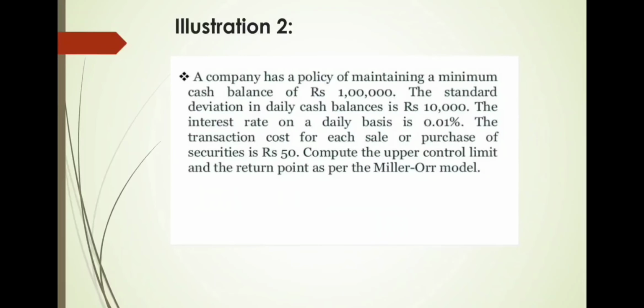Let's move on to the second illustration. The second illustration under this model is: a company has a policy of maintaining a minimum cash balance of rupees 1 lakh. The standard deviation in daily cash balances is rupees 10,000. The interest rate on a daily basis is 0.01%. The transaction cost for each sale or purchase of securities is rupees 50. Compute the upper control limit and the return point as per the Miller-Orr model.